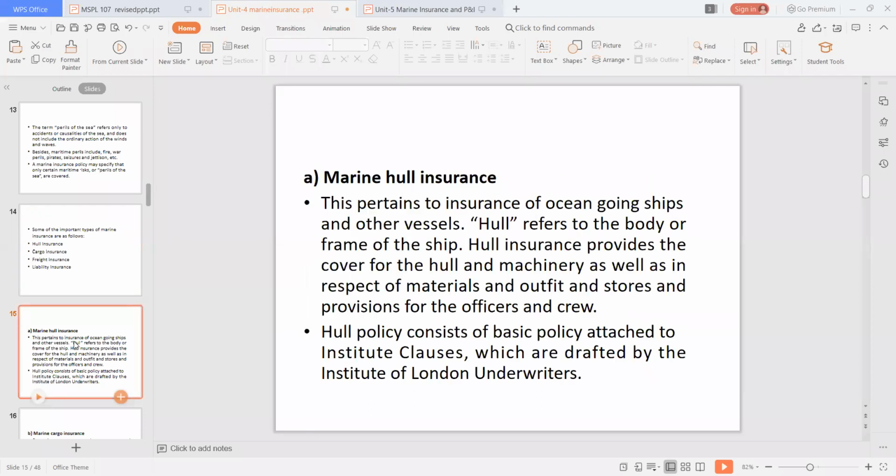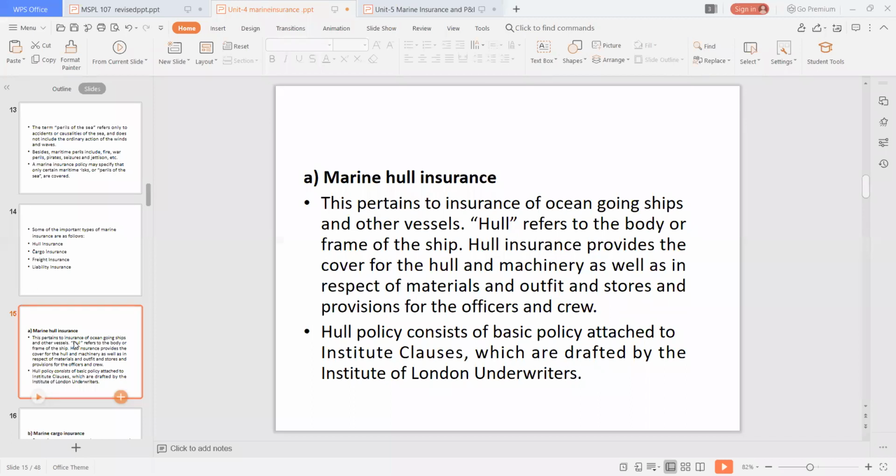First one is hull insurance, marine hull insurance. This pertains to insurance of ocean-going ships and other vessels. What do you mean by hull? You already know because you know the ship parts. Hull refers to the body or frame of the ship. Hull insurance provides the cover of the hull and machinery as well as materials and outfit and stores and provision for the officers and crew. Hull and machinery is called H&M or HM. Also, kindly note down the abbreviations. Normally in the shipping industry, they will call it H&M or HM. You should be able to answer it.